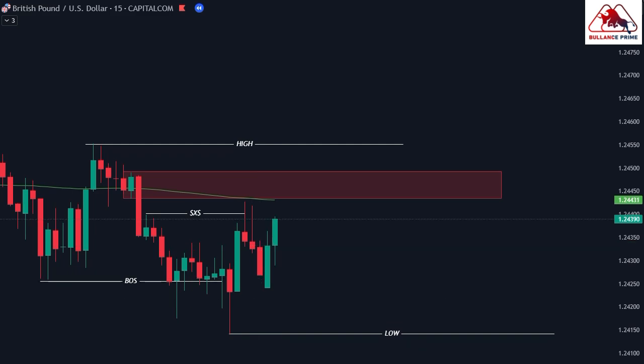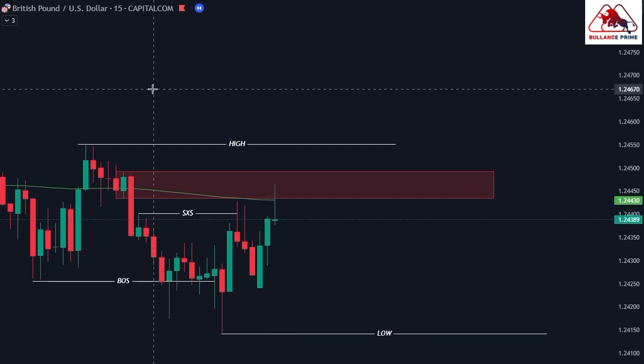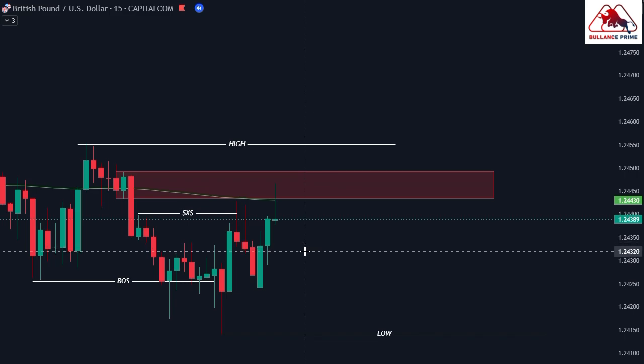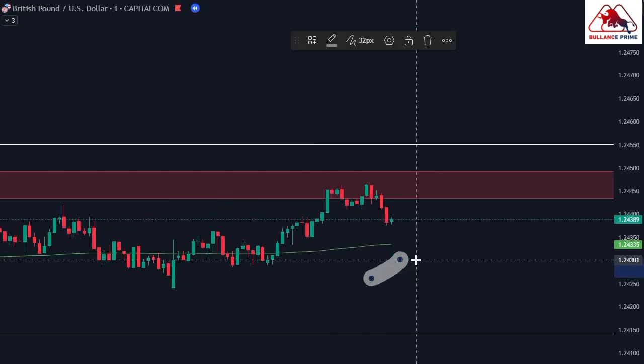Now you can see it came again and it still did not tap. Now this candle taps our demand zone successfully. Now I will shift to the 1-minute time frame, so we can find our entry position and the confirmation here.